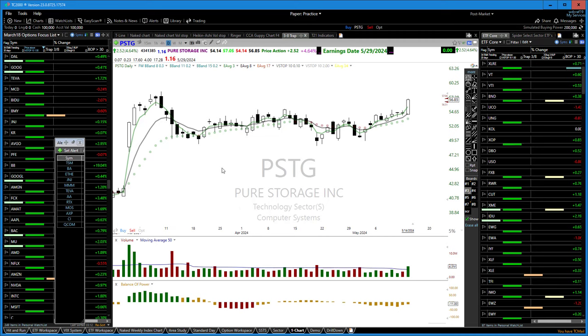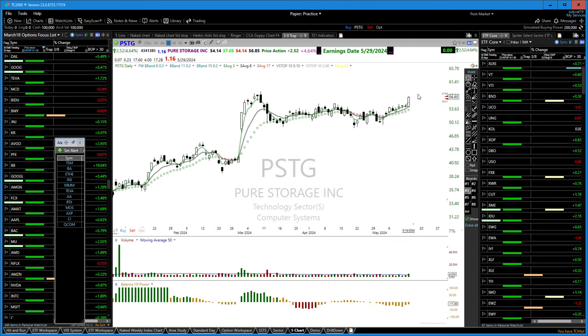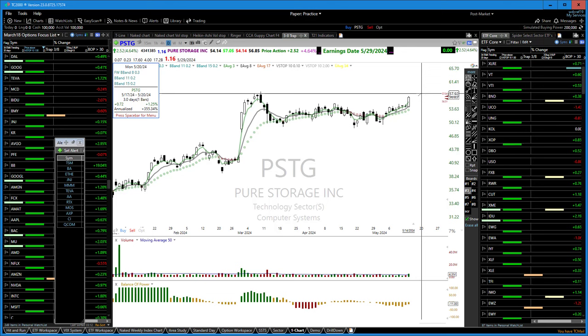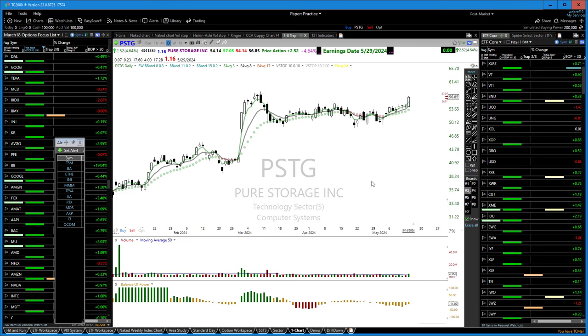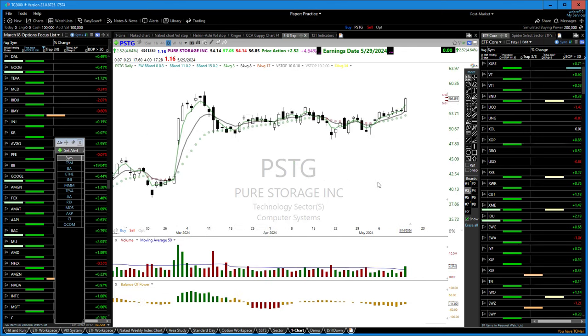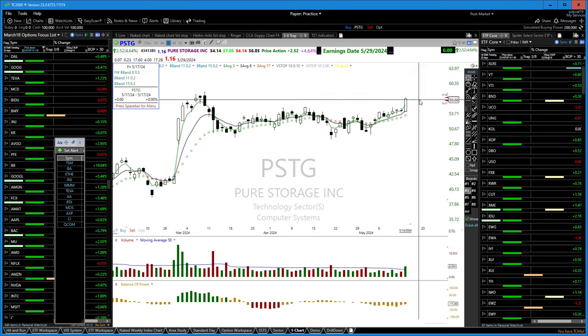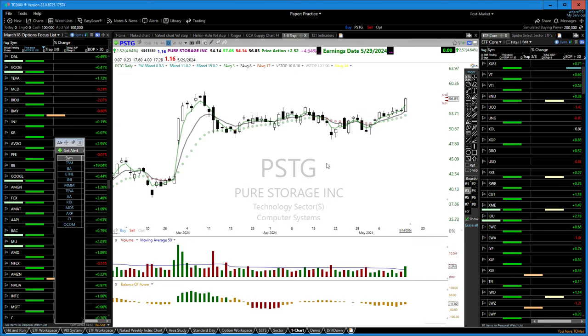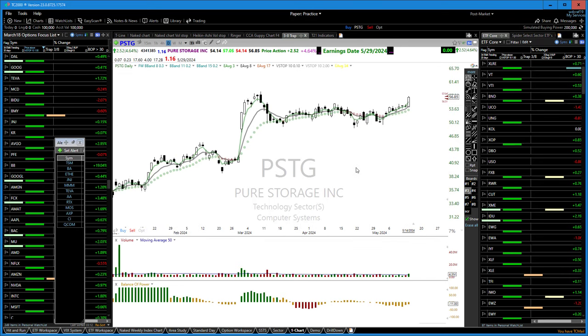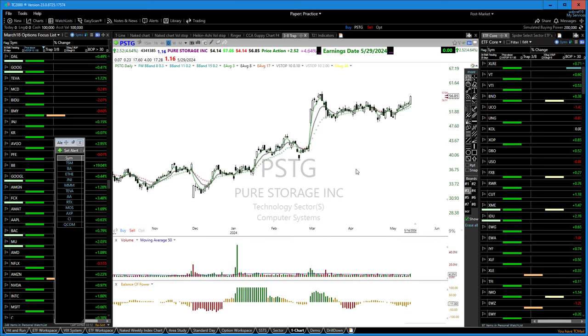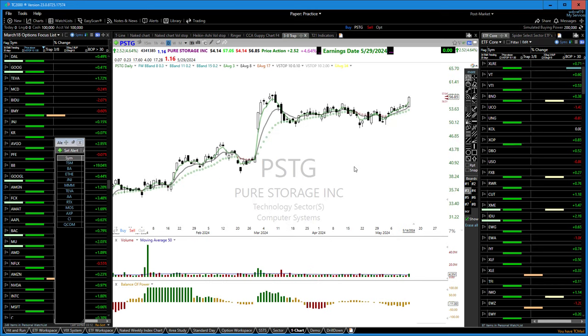PSTG, nice stretch up here today. If you're in it, very good. It's pushing into that resistance here in the chart. It's closer to resistance than support, so if you're not already in it, it probably wouldn't be a trade I could plan that would be okay with me. It's a big popping candle, and I get that. If you're in it, then I would continue to hold it.